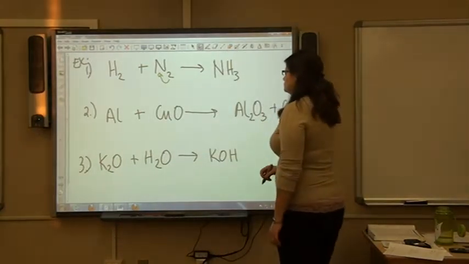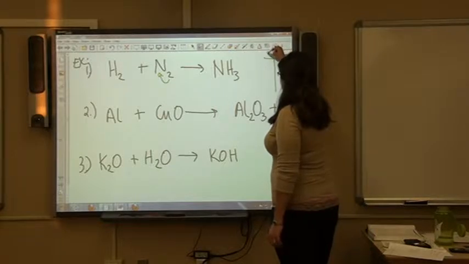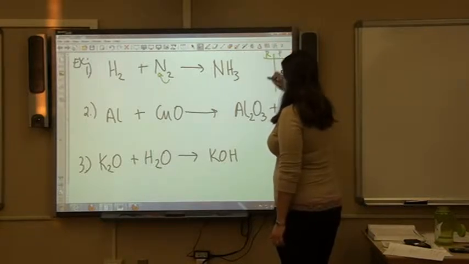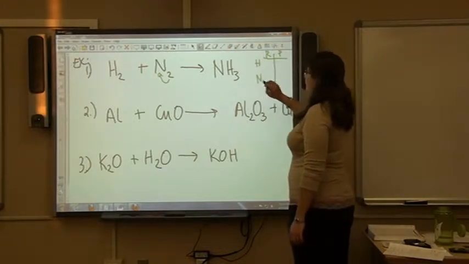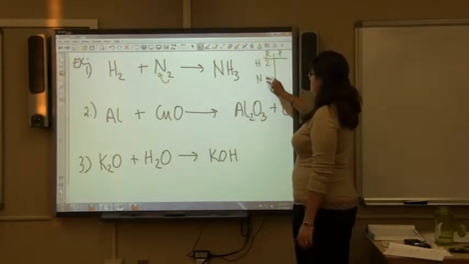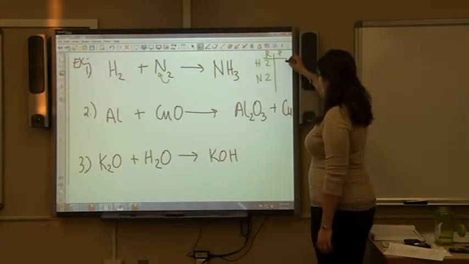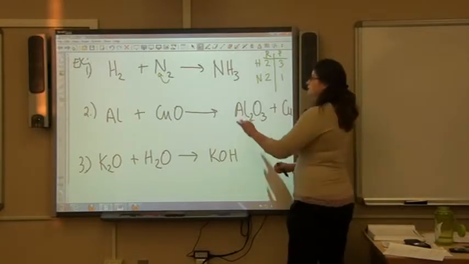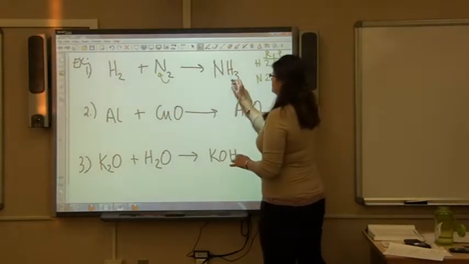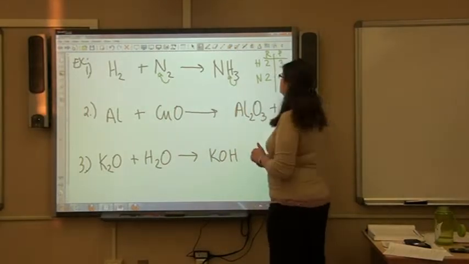So what I like to do is set up a little table, reactants, products. Here we have H and N. On the left we have 2 hydrogens and 2 nitrogens. And on the right we have 1 nitrogen and 3 hydrogens. This 3 only applies to the H. There is 1 nitrogen in ammonia.